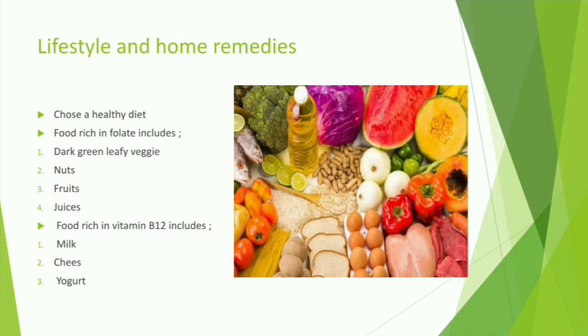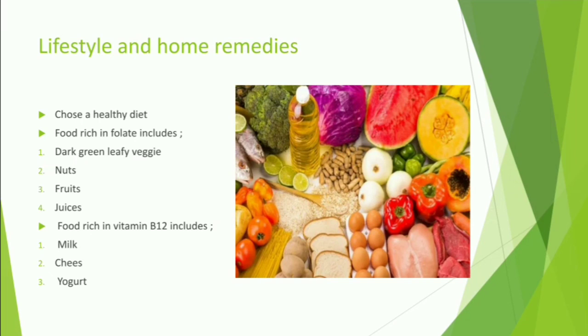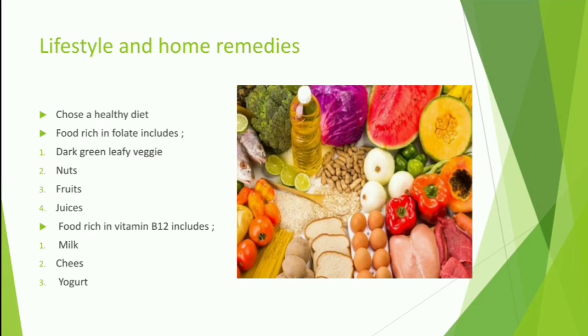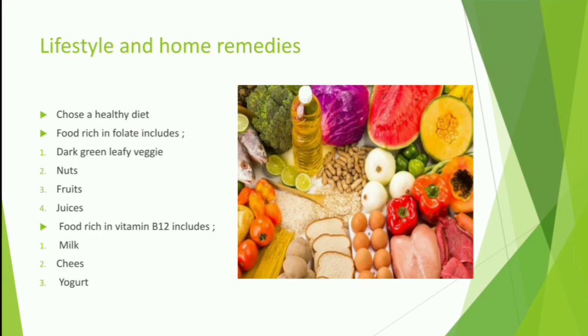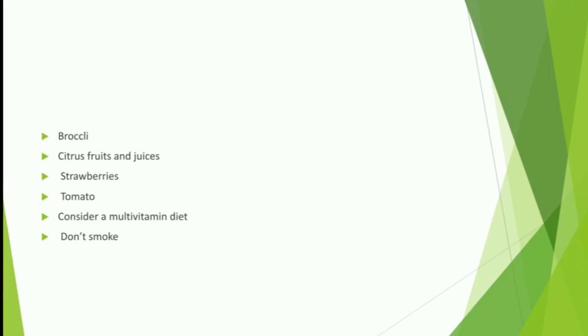Now, lifestyle and home remedies that can increase your vitamin B12, vitamin B9, and vitamin C to normal. For that, we may use some extra foods, like choosing a healthy diet. Food rich in folate includes dark green leafy veggies, nuts, fruits, and juices. Food rich in vitamin B12 includes milk, cheese, yogurt, broccoli, citrus fruits and juices, strawberries, and tomato. Consider a multivitamin diet, and please don't smoke.